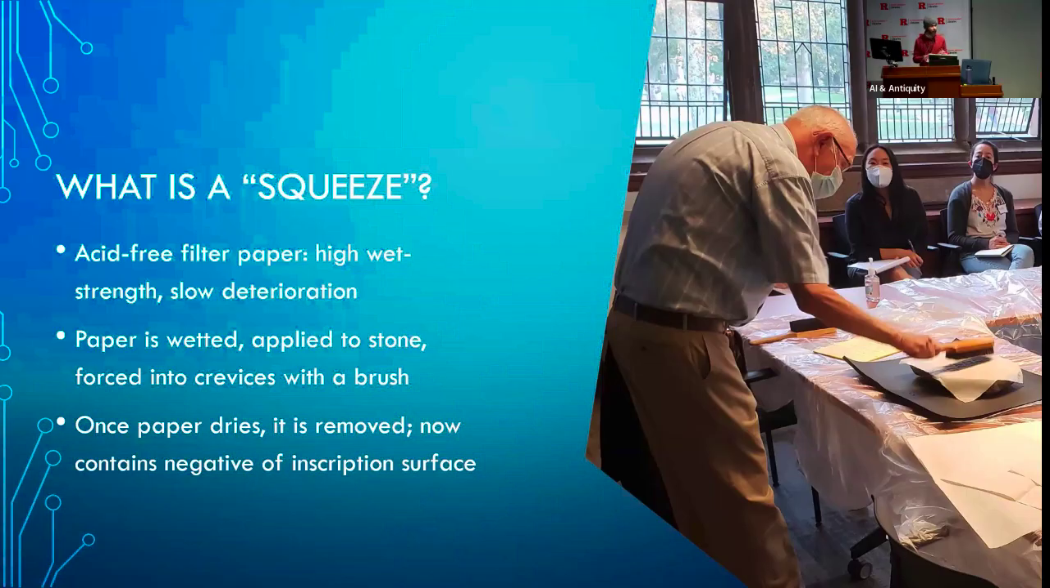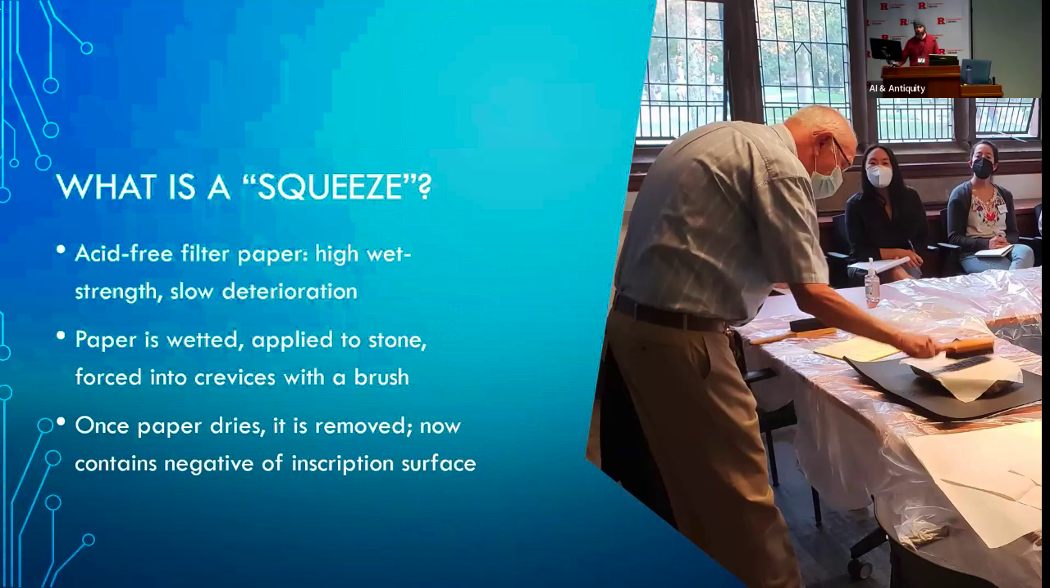And this allows you to make it wet, and then, as you see in the image here, you can apply it to the surface that you want to squeeze, and then use a brush to push the paper into all of the cracks and crevices on that surface. And when it dries and you peel it off, it preserves that impression, that negative of the surface in question.